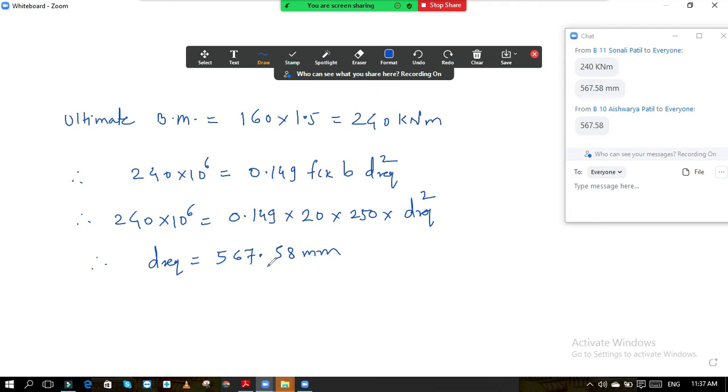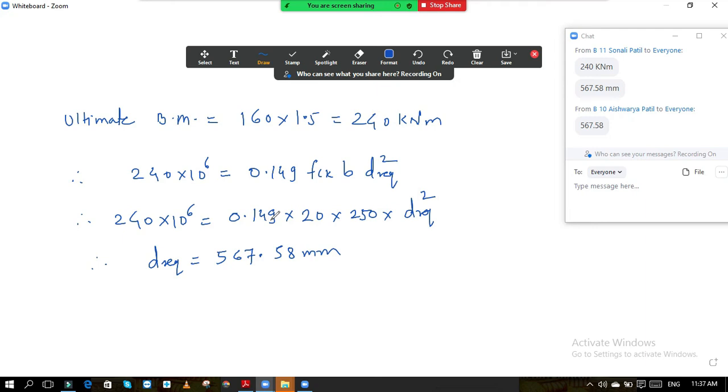This depth 567.58 is provided for the total Mu, which is 240 into 10 raised to 6. Now listen carefully to the concept I am explaining. This value we have calculated, 567.58, is calculated for the total bending moment of the doubly reinforced section.